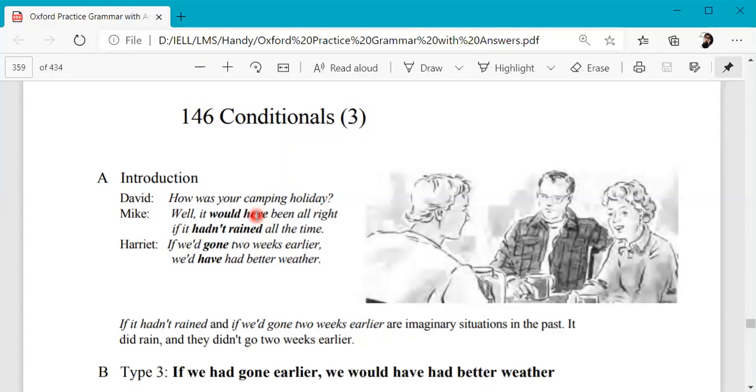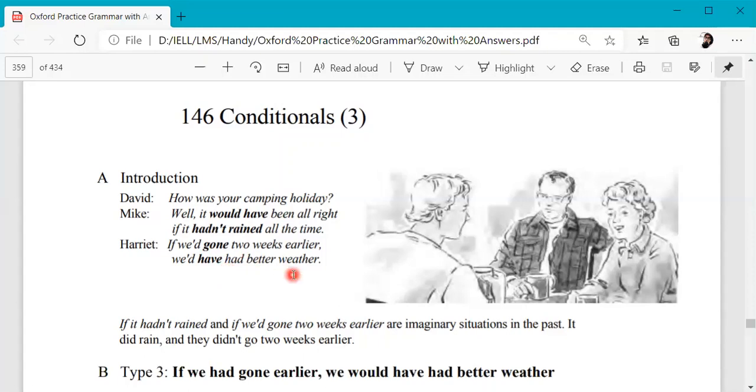How was your camping holiday? Mike? Well, it would have been all right if it hadn't rained all the time. Harriet? If we had gone 2 weeks earlier, we'd have had better weather.